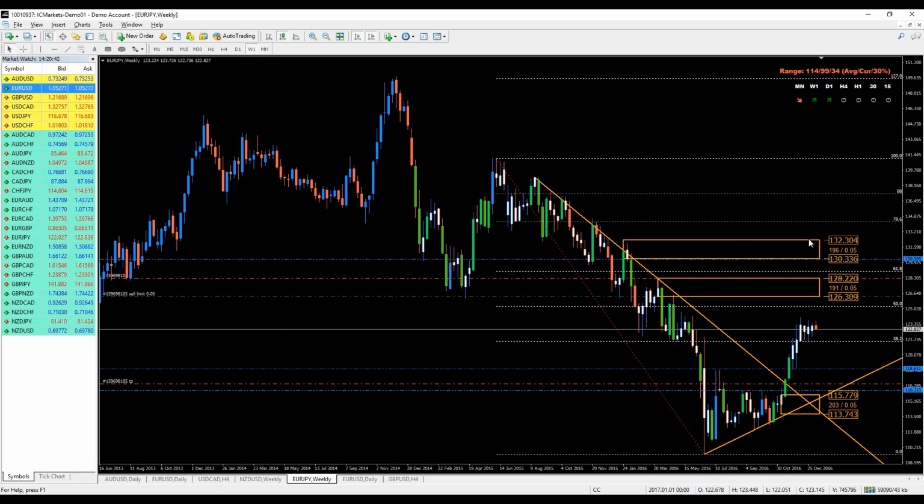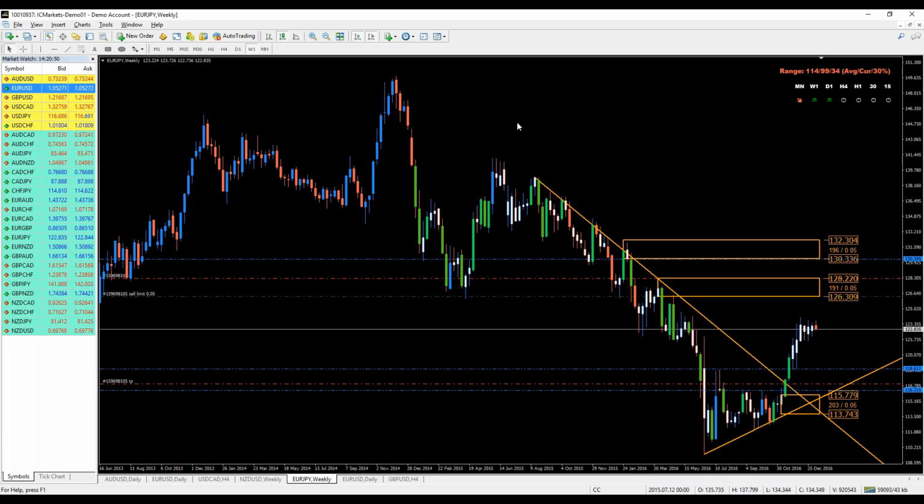If we look at the area just above, we have another one here, and this is a little bit deeper. And this is the 62% Fibonacci retracement. And so this is pretty much what we want to pay attention to.